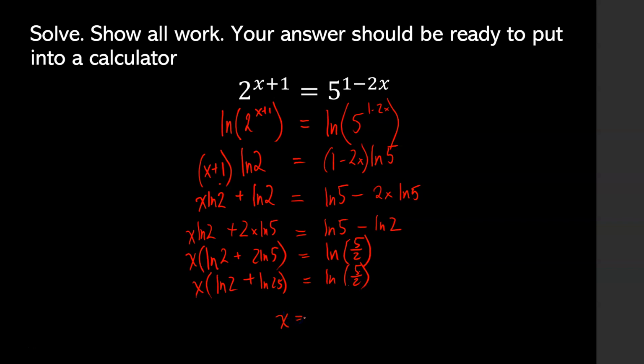So when we divide both sides, we'll get natural log of 5 halves over natural log of, can you combine natural log of 2 and natural log of 25? What do you do when you're adding logarithms? You multiply. And that would be ready to put into a calculator.